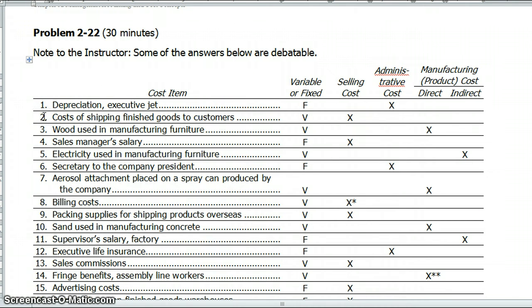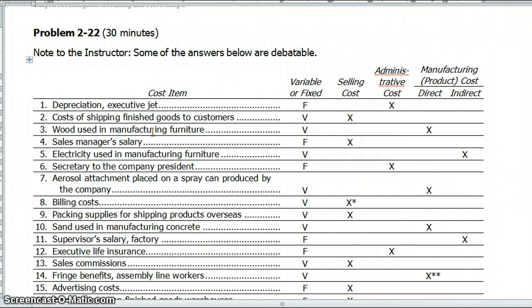Cost of shipping finished goods to customers, number two, would be a variable cost. Variable because the more goods you ship, the higher the total cost of shipping will be. So that is a variable cost. It is also a selling cost. Selling because it's a cost of getting the good to the customer.